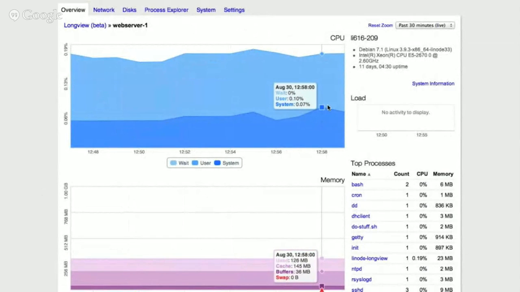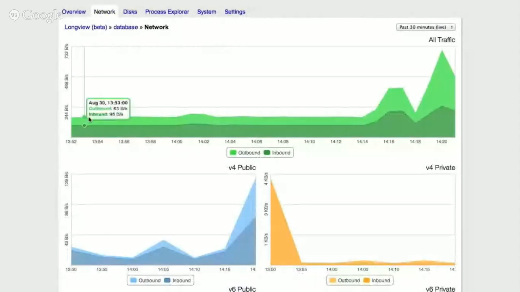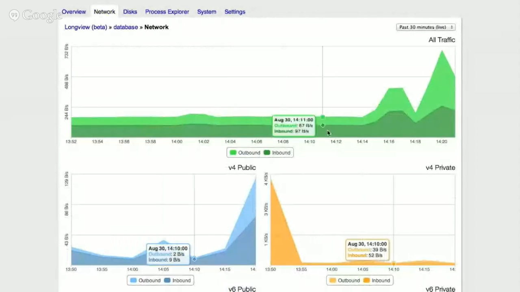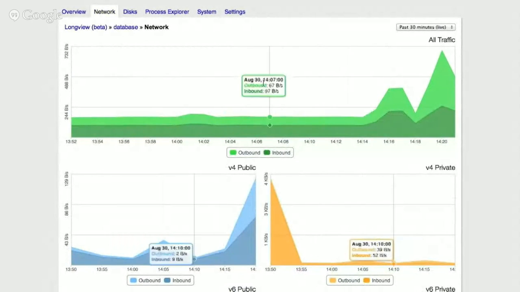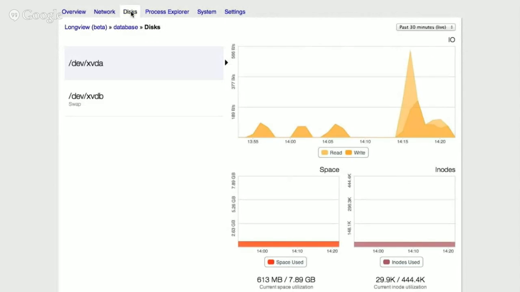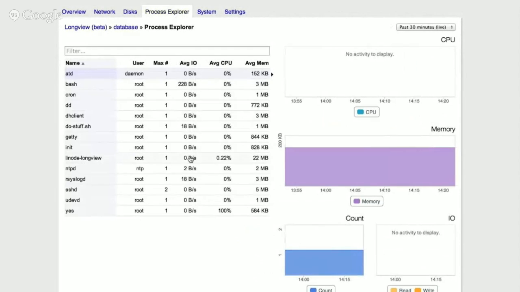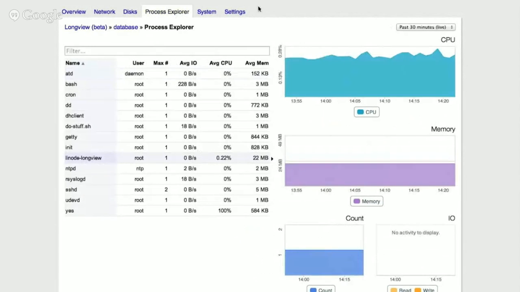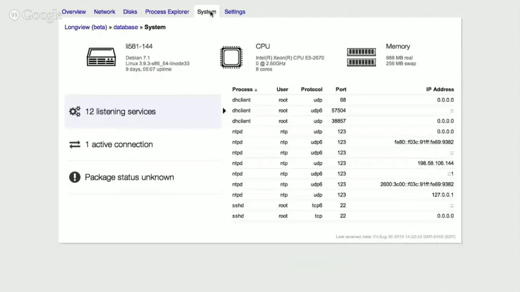get more detail. Comprehensive network data, including inbound and outbound traffic, is available on the Network tab, and disk writes and free space on the Disks tab, while the Process Explorer displays usage statistics for individual processes. The System Info tab shows listening services, active connections, and available updates.